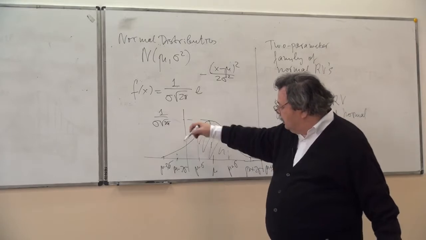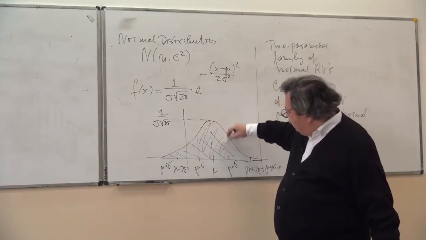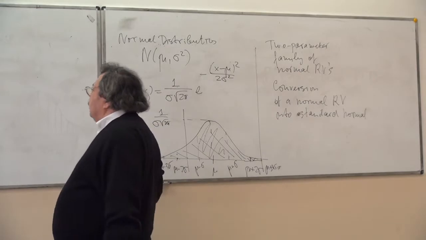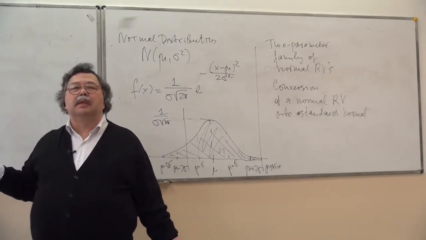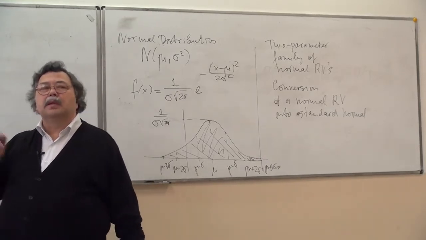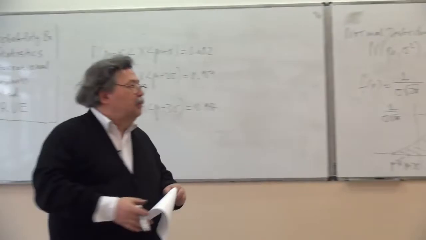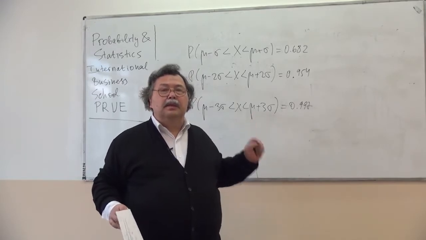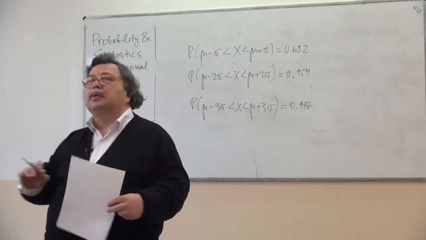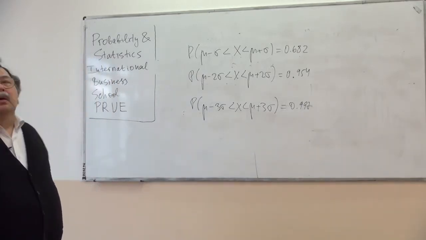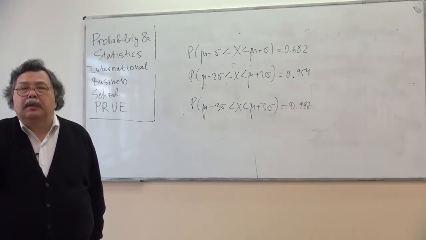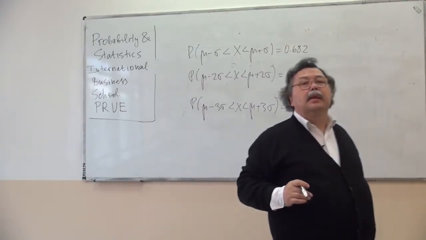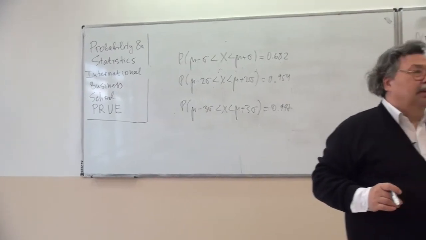So this, let's use this kind of shading. Almost all the probability is associated with this interval, mu minus 3 sigma to mu plus 3 sigma. 0.997 out of 1 is associated with this interval. Now, what's important to understand here is that these formulas and these exact numbers relate to any normal distribution, not just one particular distribution.